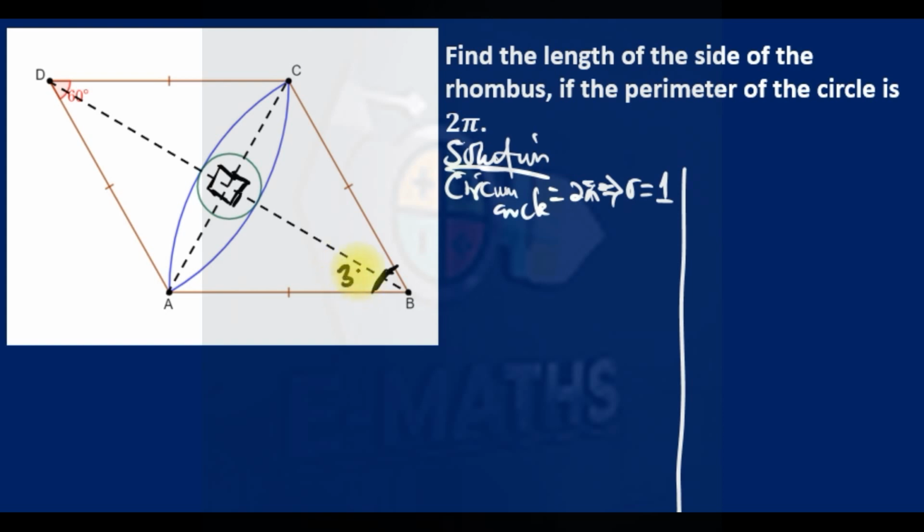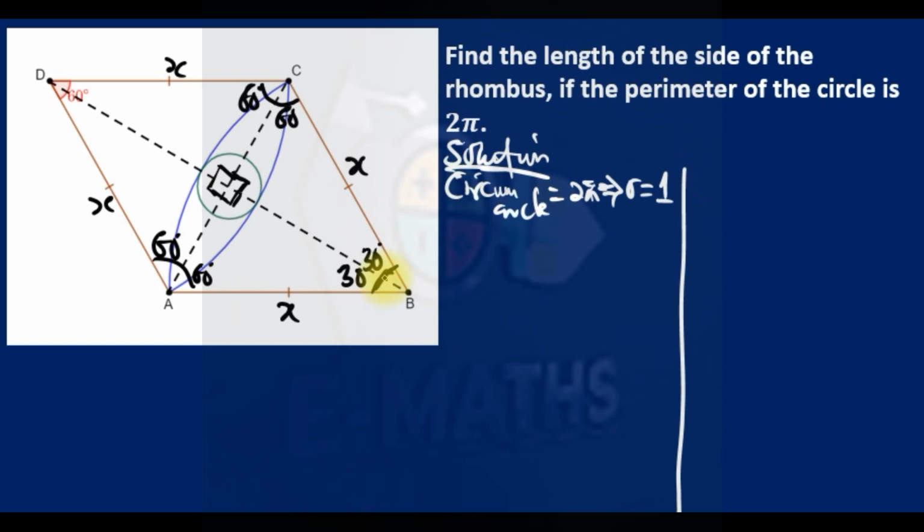So this is 30. This is what? 30. So if I call the length of the rhombus x, so looking at this 30, this should be 60. So this is 60. Here is also 60. We have 4 congruent triangles.